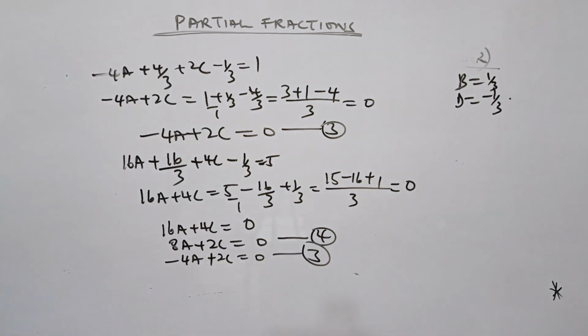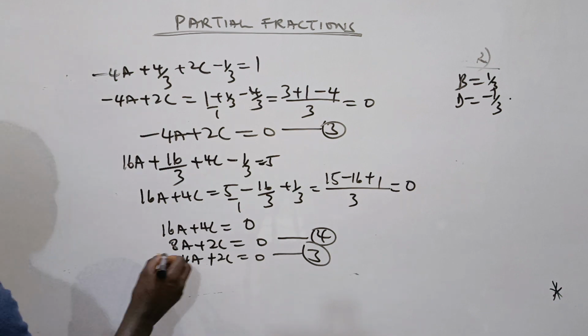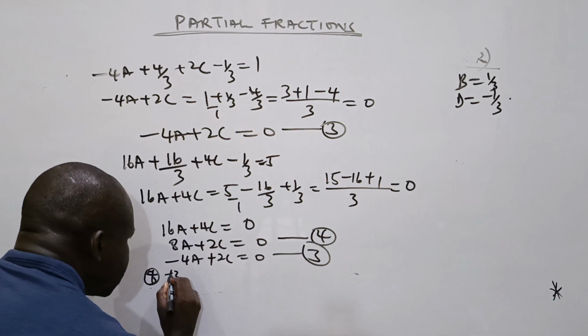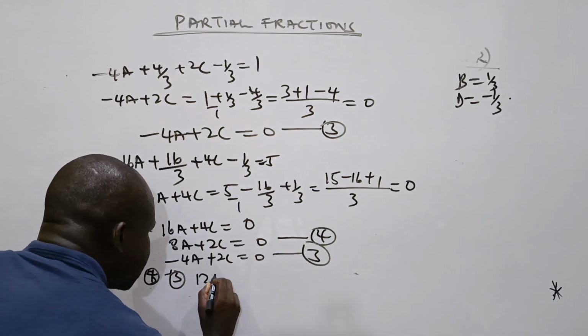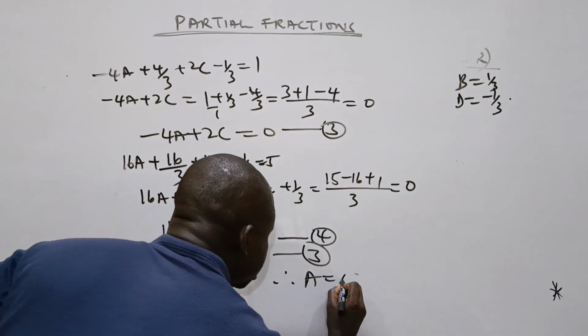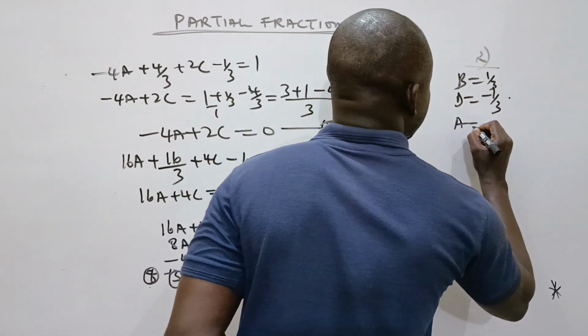So I solve equation 3 and equation 4 simultaneously. If I say equation 4 minus equation 3, that is 12a, 2c minus 2c equal to 0. Therefore, a is equal to 0. So I've gotten the value of a to be equal to 0.